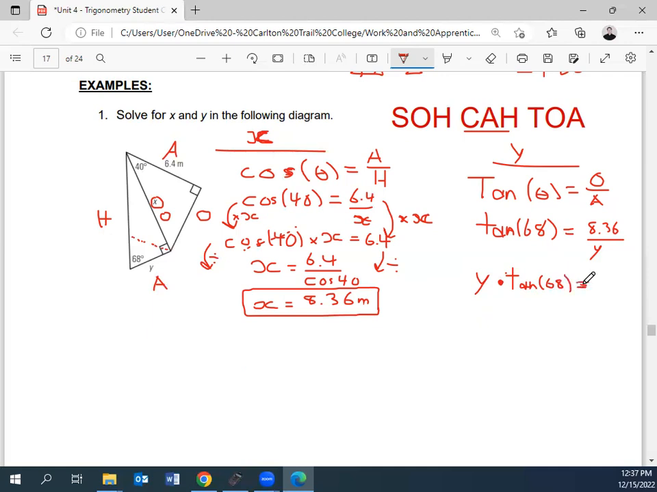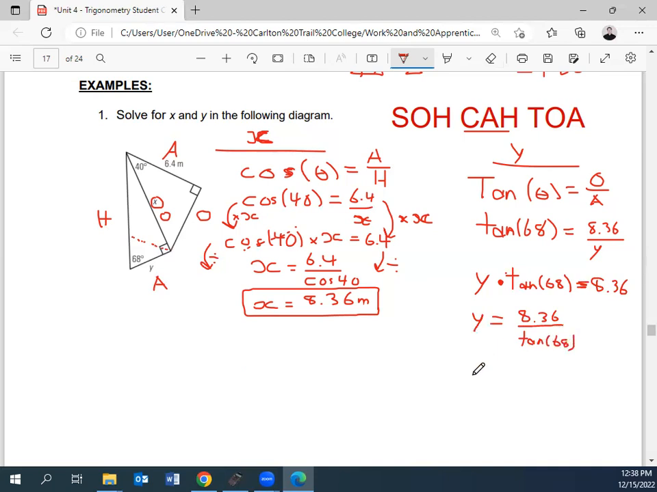And what's on the right side here, Kim? After I've times both sides by y, what do I have on this right side? Just 8.36, you bet, because those two y's cancel each other out. Okay, and now I have one more step. I need to get y by itself. I need to get rid of this tangent, right? So y is going to be equal to, divide both sides by tangent. That cancels this thing out. It's going to be equal to 8.36 over tangent of 68.